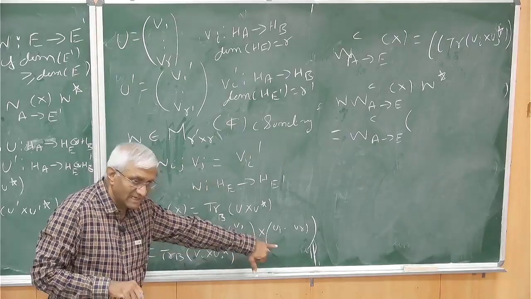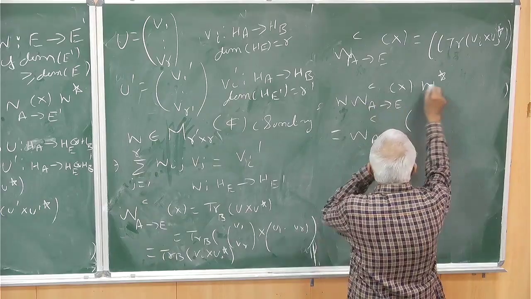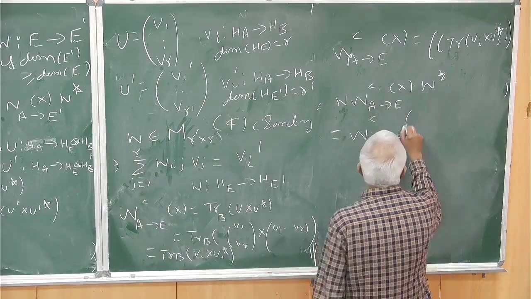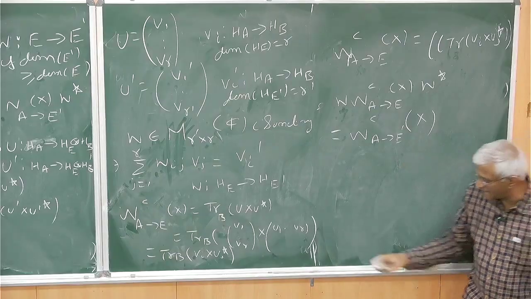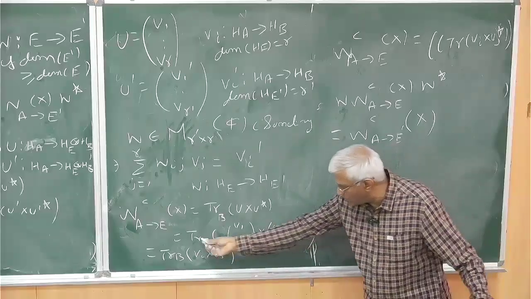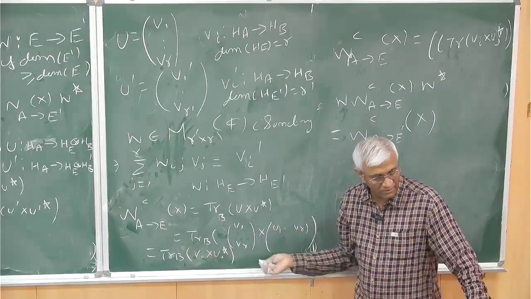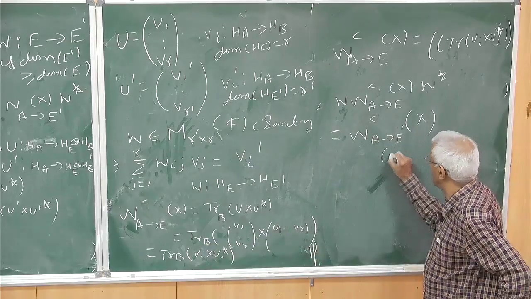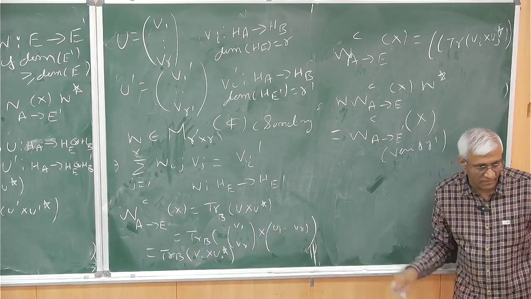It's clear, no? If you have the W star of that, you will get an E prime of X. We just apply that, and you take the trace over B. That is because it is the W on the first component, and you have the trace over B. So just verify this, just convince yourself of this. Okay, we'll stop here.